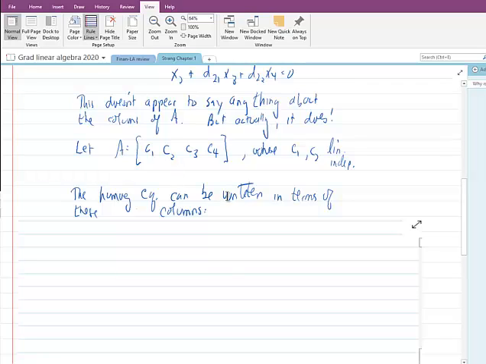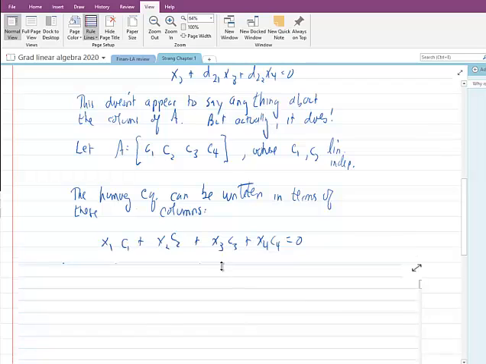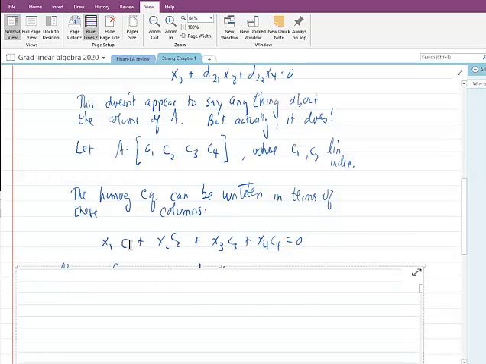So the homogeneous equation can be written, if I do the matrix multiplication A times X equals 0, where X is the column vector X1, X2, X3, X4. If I think of that as a linear combination of columns, what I would get is X1 times C1 plus X2 times C2 plus X3 times C3 plus X4 times C4 equals 0.